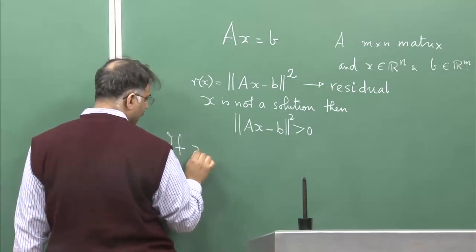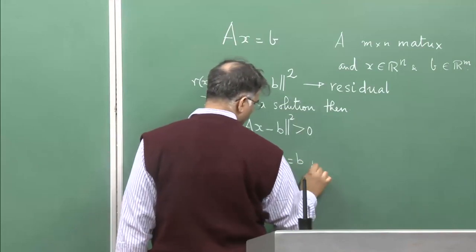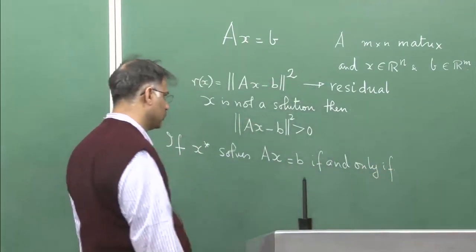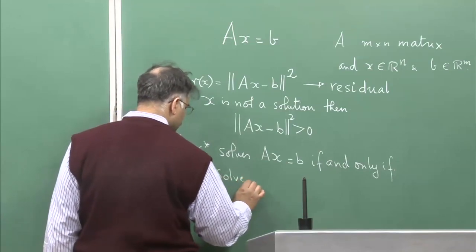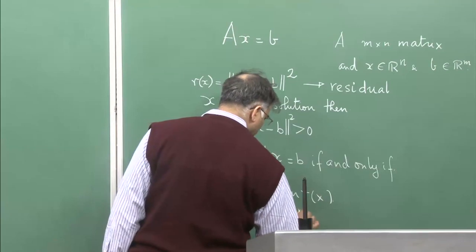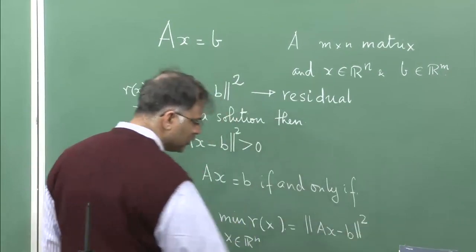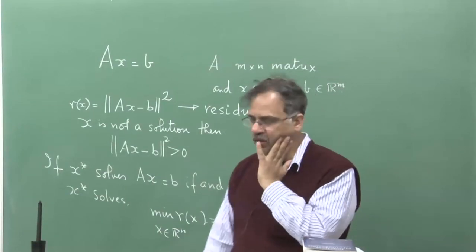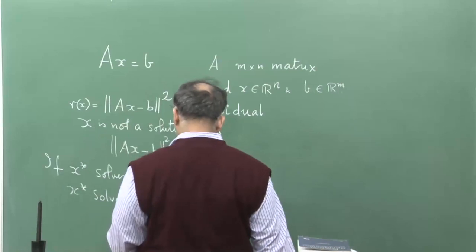So, x star solves Ax equal to b if and only if x star solves the problem: minimize R(x), x an element of Rn, where R(x) is in this case equal to the norm of Ax minus b. Now, if I want to solve this problem, I can actually solve this minimization problem.